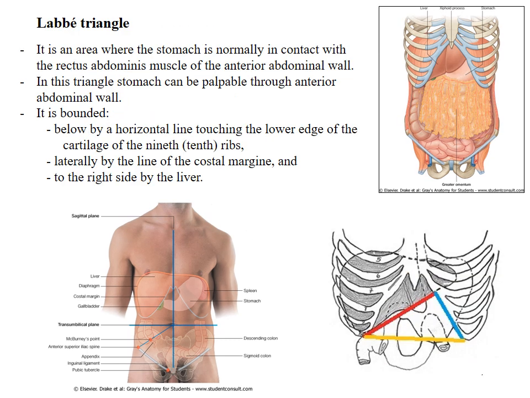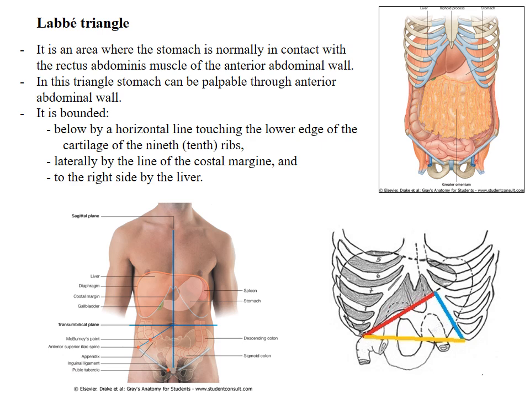There are two spaces which are clinically important. These are the relations of the anterosuperior surface of the stomach with the structures which surround the stomach. First is the Labbe triangle. This is the area where the stomach is in contact with the anterior abdominal wall, and in this area the stomach can be palpable through the anterior abdominal wall.